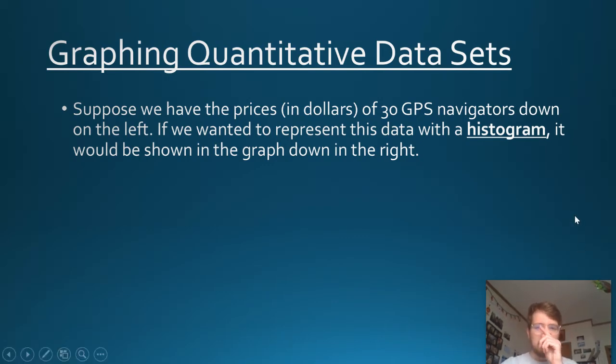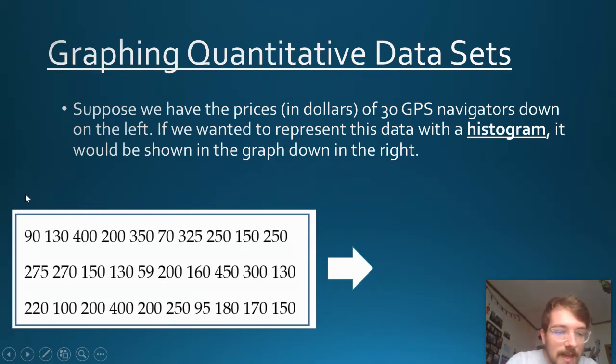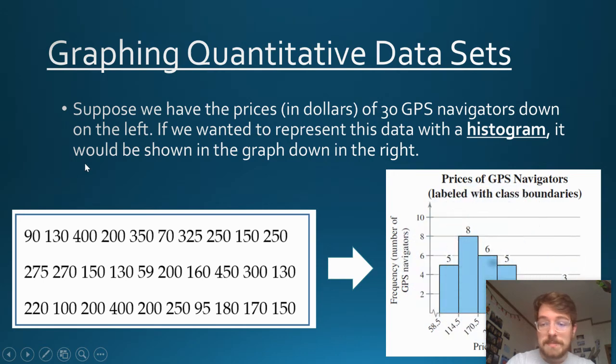So if you've got a bunch of numbers, there's one graph that's really good for doing those. Suppose we've got prices in dollars of 30 GPS navigators down on the left right here. So I've got all my data, and these are all various prices of GPS navigators. One of them was $90, one of them was $130, one was $400 for some reason. Whoever bought this one really played themselves because, hello, Google Maps exists.